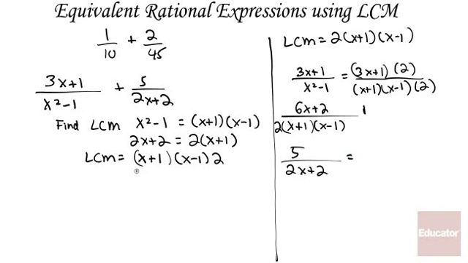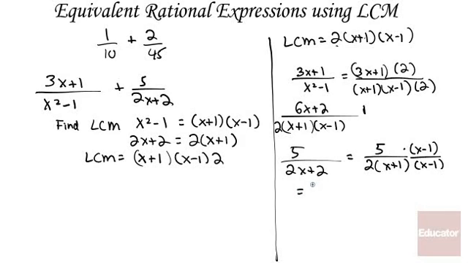Writing that in its factored form, because I factored out 2x plus 2, gives me 5 over 2 times x plus 1. Now that this is in factored form, I can just look and see what's missing. I've got a 2, I've got an x plus 1, I'm missing an x minus 1. So to convert this into an equivalent rational expression with the LCM, I've got to multiply by x minus 1. And I'm allowed to do this because I'm multiplying the numerator and the denominator by the same thing, so really I'm just multiplying by 1.